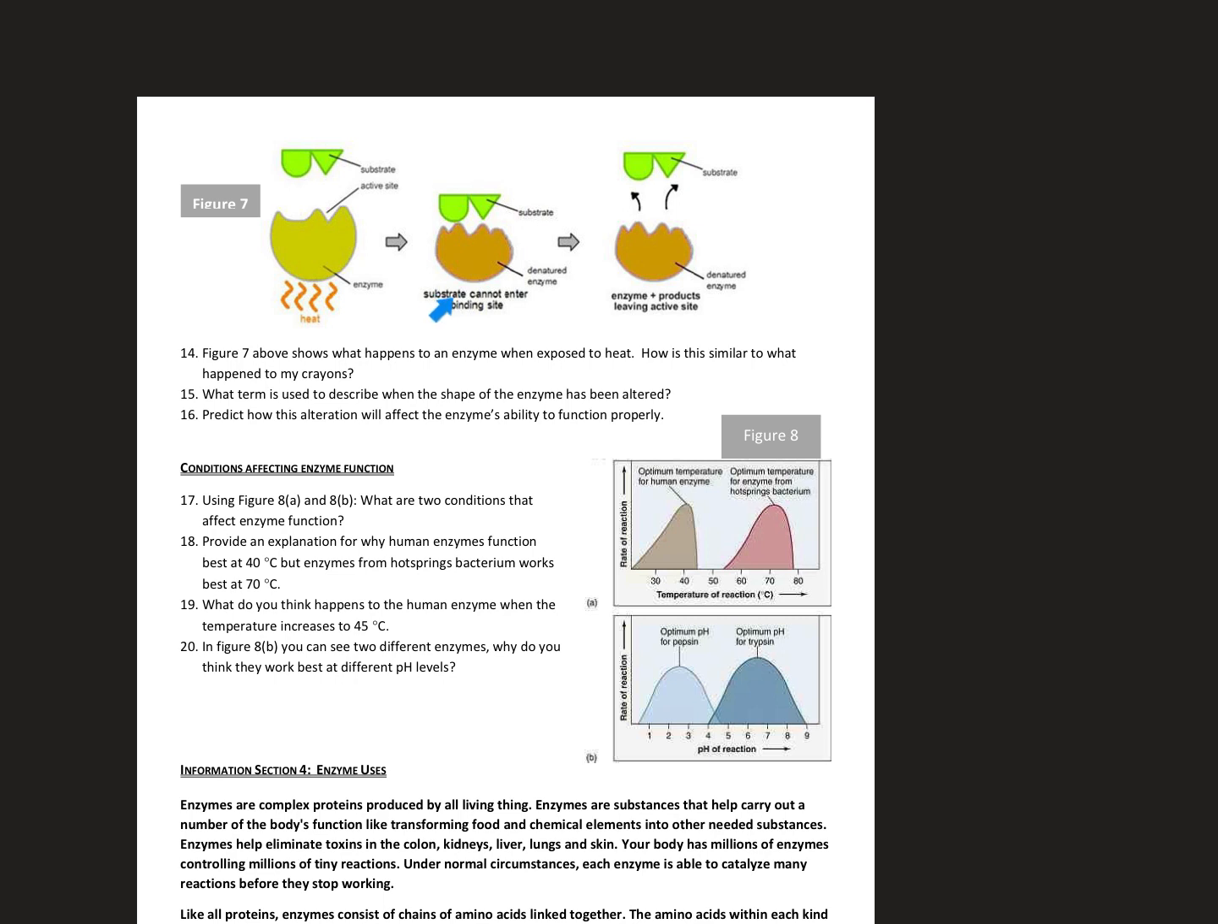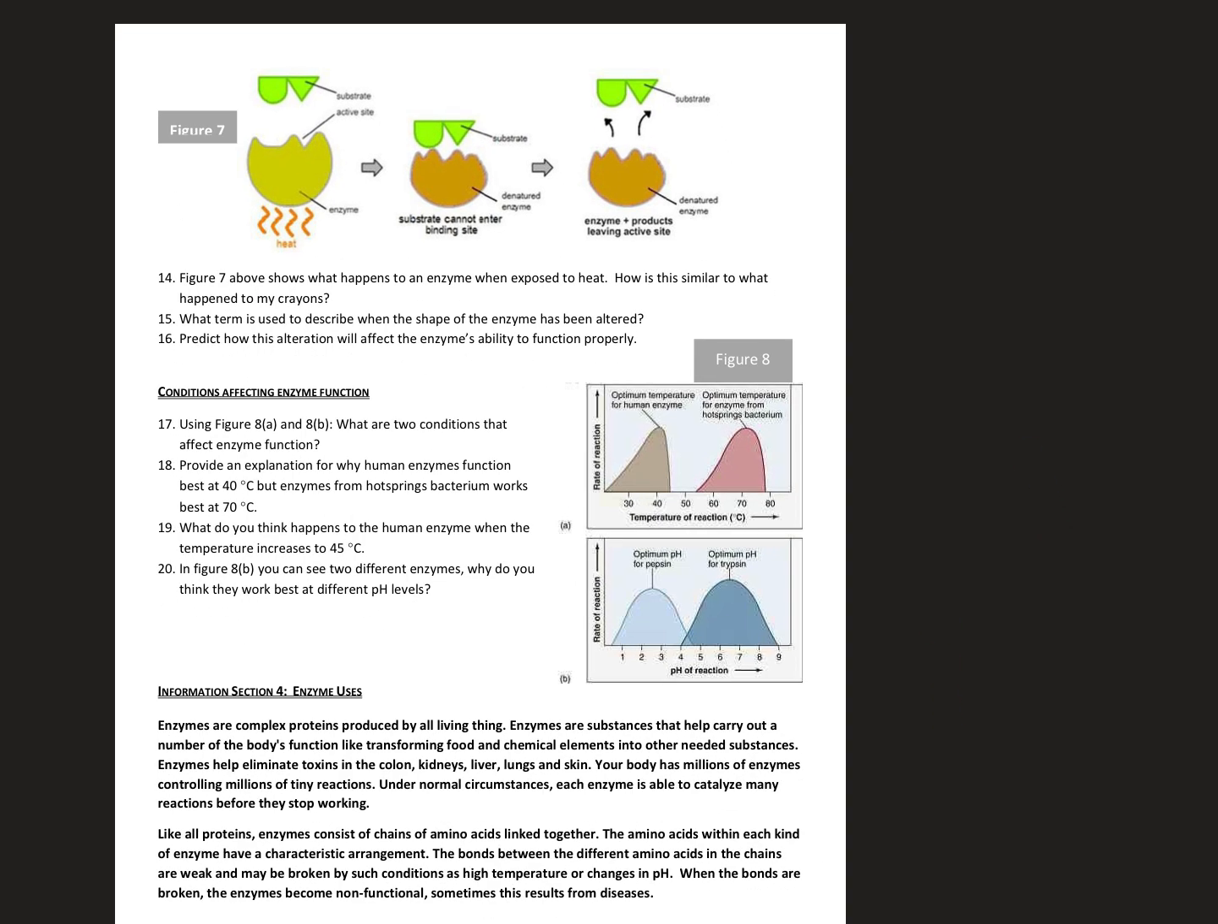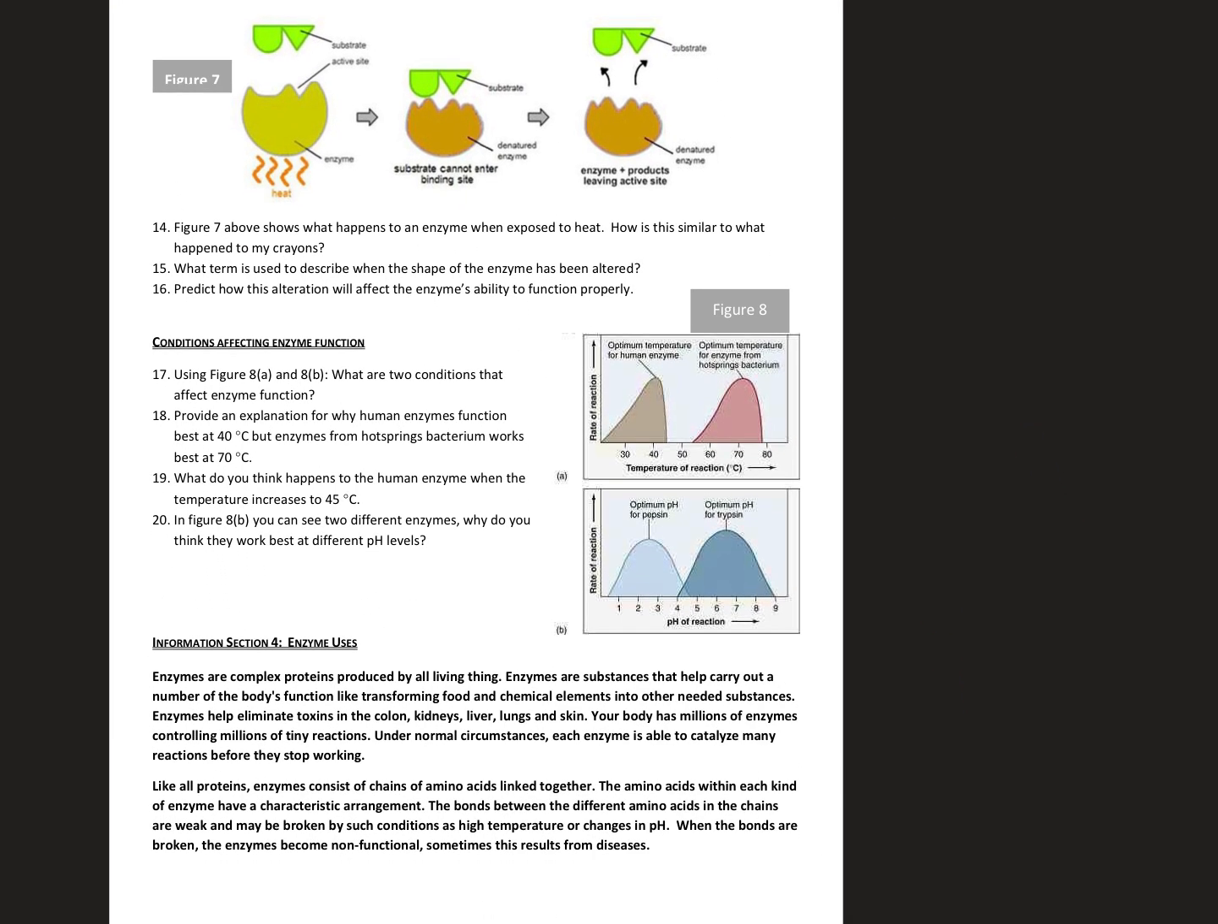When that enzyme is heated, it loses its shape, so the substrate doesn't bond to it anymore. The enzyme can't work. The substrate's never broken up. So what happens? The enzyme exposed to heat loses its shape. How is this similar to what happened with my crayons? It was the same thing, right? The crayons melted and changed shape. Here, the protein didn't really melt in the sense that it didn't become a liquid, but the hydrogen bonds were broken and it did change its shape.